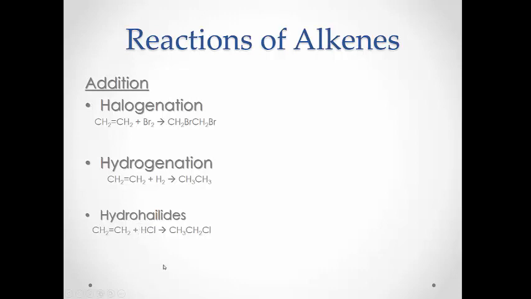Pretty much with your halogenations and your hydrogenations, you've got one bromine going to one side, one bromine going to the other. It's a symmetrical molecule to start with, and it will be symmetrical at the end. Same with your hydrogens. The difficulty arises when you have a hydrohalide. So you've got an H and a Cl, and then you think, well, which side's going to get the hydrogen and which side's going to get the chlorine? This is when we get into a particular mechanism and we talk about Markovnikov's rule.